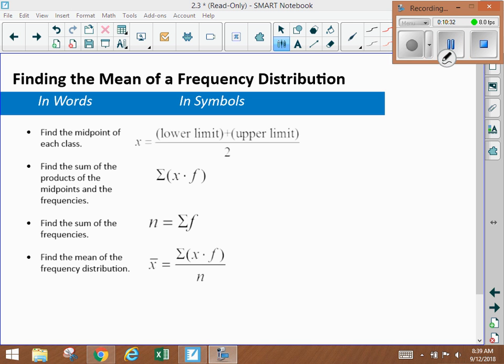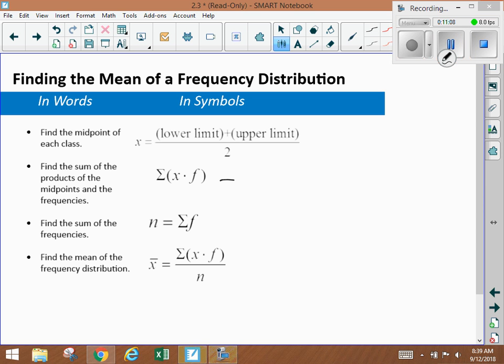And then find the sum of the products of the midpoint and the frequency. So we're just going to find the midpoint, and then multiply it times how many are in that class. If we had 5 people ages 10 to 14, you would multiply 5 times what we got: 10 plus 14 is 24, divided by 2 is 12. So we would multiply 5 times 12. That's what this is.